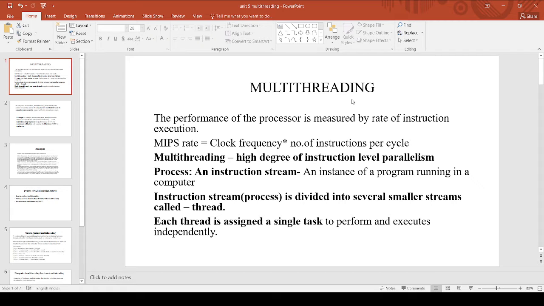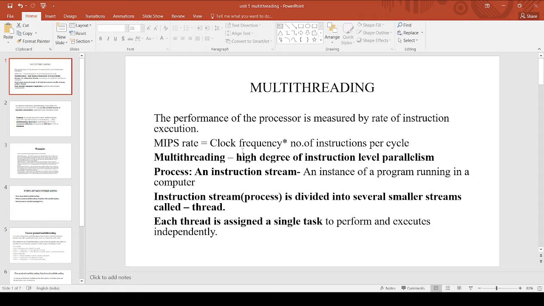In this video, I am going to explain about multithreading. Normally, the performance or speed of the processor is measured by the number of instructions executed in one cycle. The rate of instruction is given as clock frequency times number of instructions per cycle. To improve the performance or increase the speed of the processor, we can increase the number of instructions executed in one cycle.